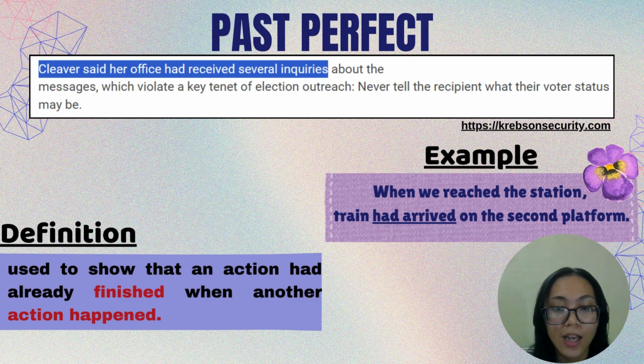Clever said her office had received inquiries about their messages. So we can identify that Clever is the subject, had received is the verb, and the messages is the object. And another example: when we reached the station, the train had arrived on the second platform.